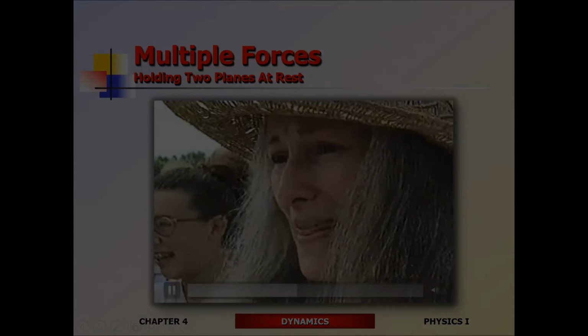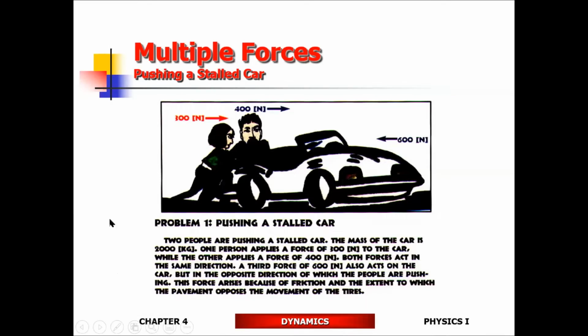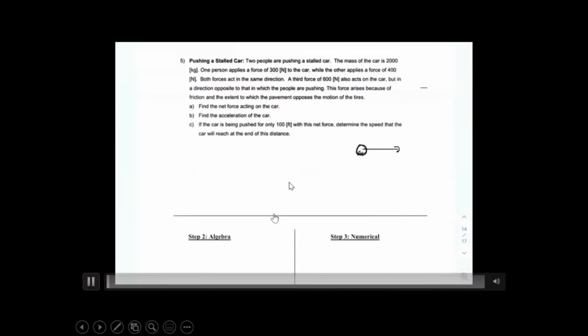Remember, the car breaks down, so two people are pushing on the car, right? This is problem number 5 from the handout.